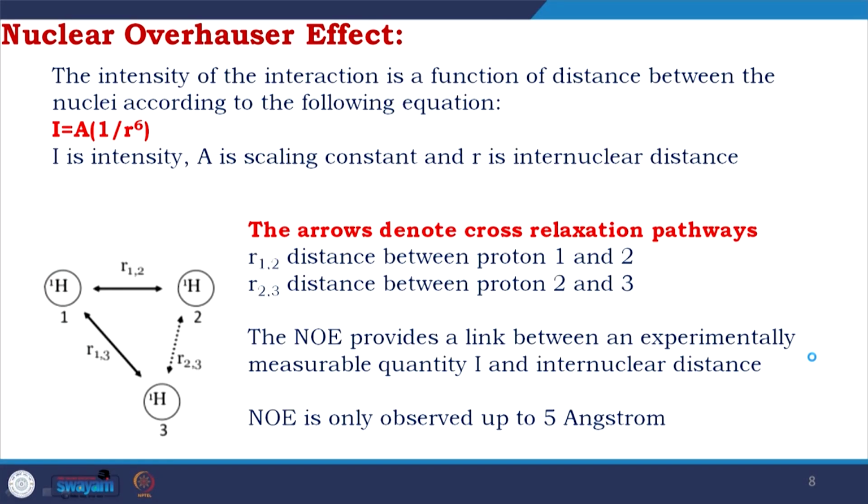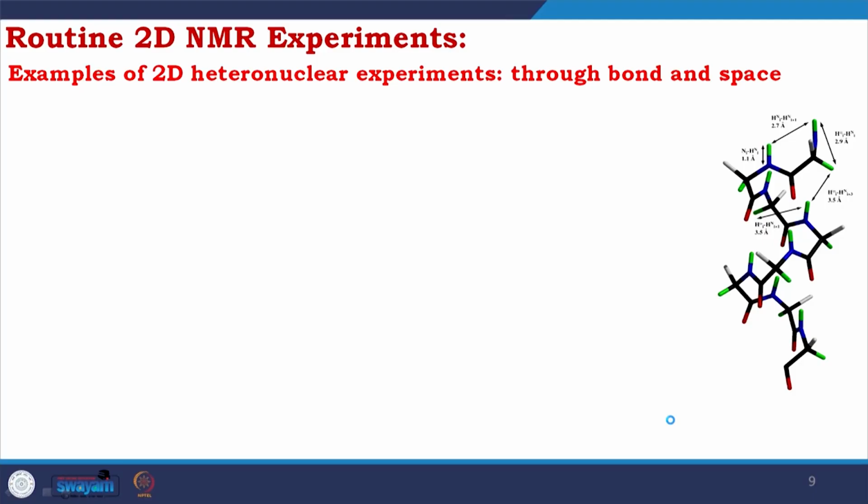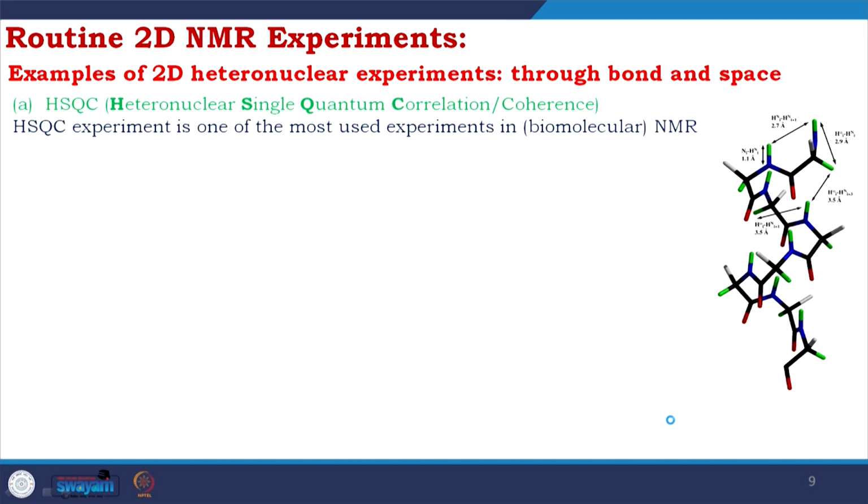through bonds. NOE is only observed up to 5 angstrom, but this is for general. There are other systems where 3D NOE is performed, and we could get more than 5 angstrom. Examples of 2D heteronuclear experiments through bond and through space: HSQC, heteronuclear single quantum correlation or coherence spectroscopy.